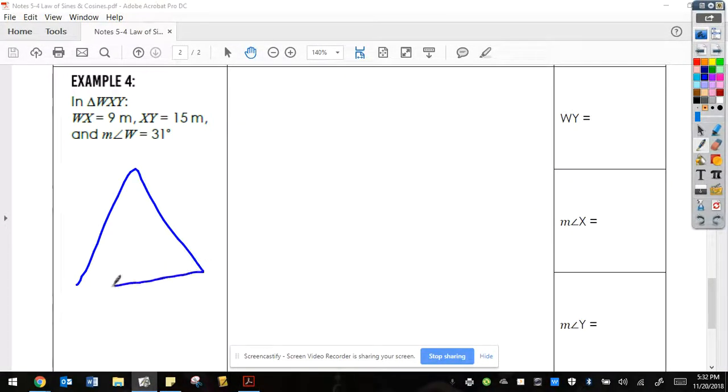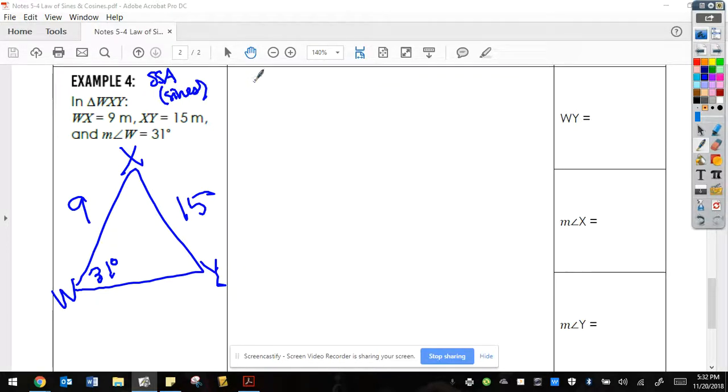So we have triangle WXY. WX is 9, XY is 15, and angle W is 31. All right, so this is, I'll write it up here, side-side-angle. Don't you dare write it the other way, okay? So that means that we have to use the law of sines. So we're going to have sine of 31 over the side across from it, which is 15. That does not look like a 3. Okay, equals sine of Y, because we don't know what that angle is, over 9.